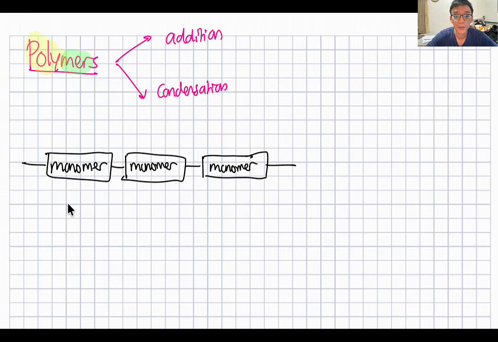Okay, hello guys. In this video, I would like to discuss polymers. The name polymer derives from two words: poly means many and mer means fragments, or units. So a polymer is a molecule that contains many repeating units.